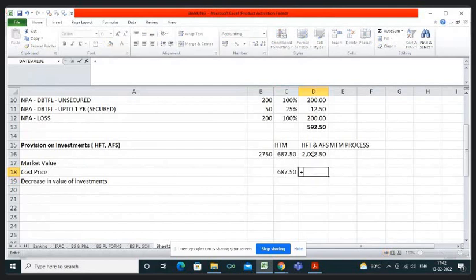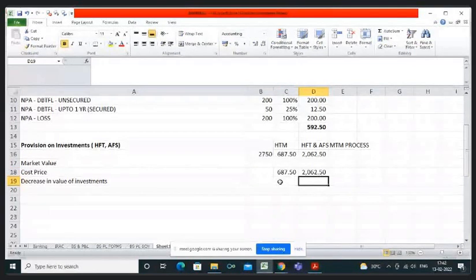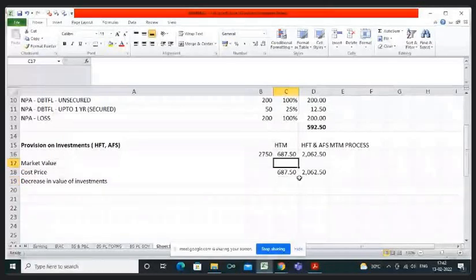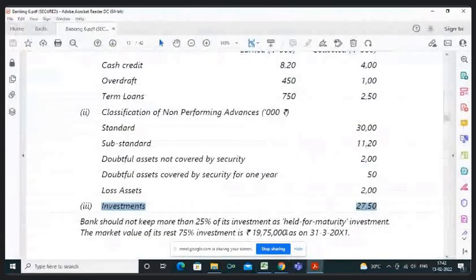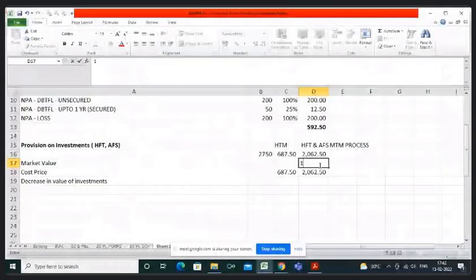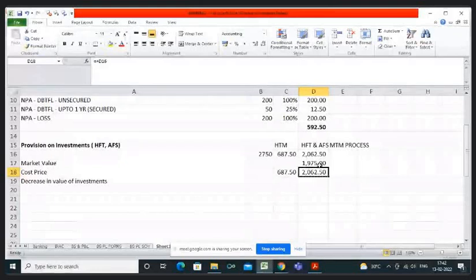And 2062.50. What is the market value? Here we need not worry about the market price for HTM. We have to show it at the cost price itself. For HFT and AFS, we need the market price. So how much is the market price? For 75% of the investment, it is 19,75,000. So in terms of thousands, it is 1975. So the cost is 2062, but now the market value is only 1975.